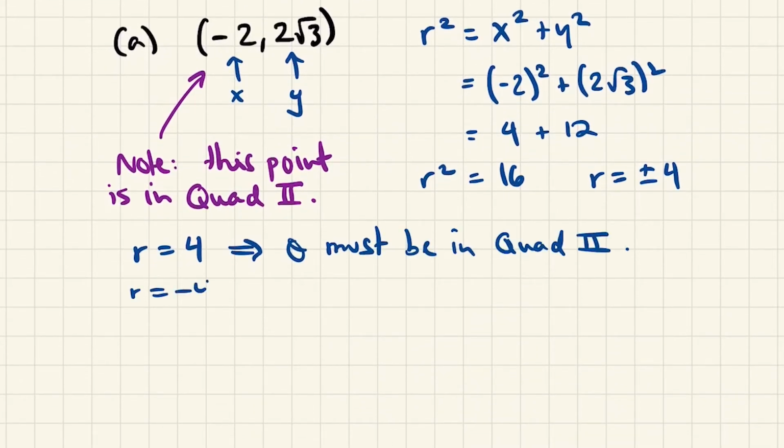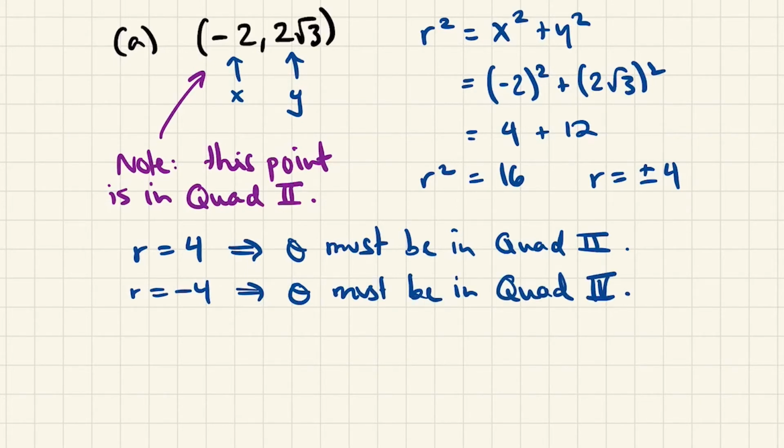However, if we let r equal negative 4, then theta actually must be in quadrant 4, because theta will point in quadrant 4, and then we're going to move backward the negative r amount, which will get us into quadrant 2. Okay, so we have to be very careful when choosing our theta.